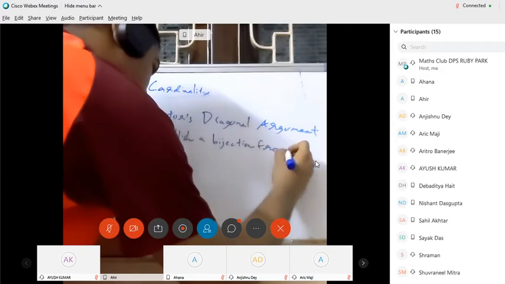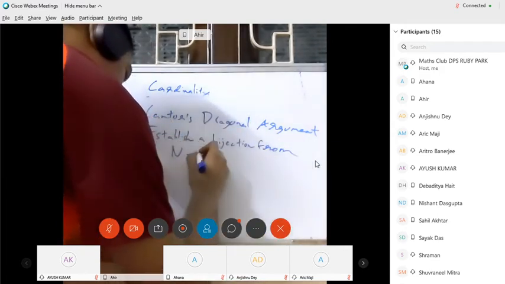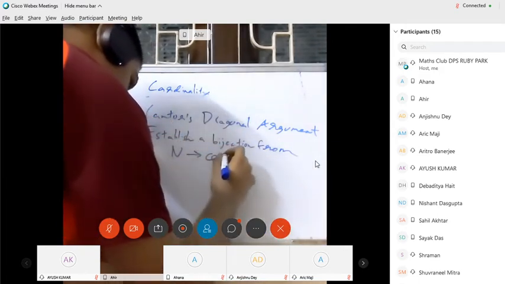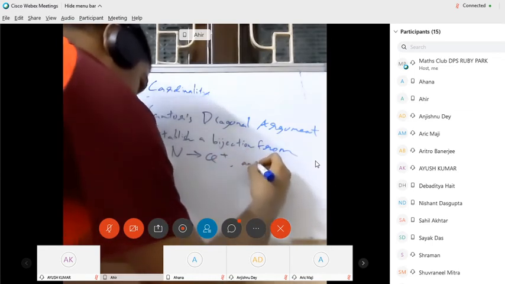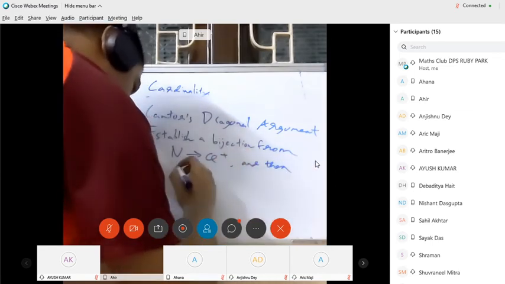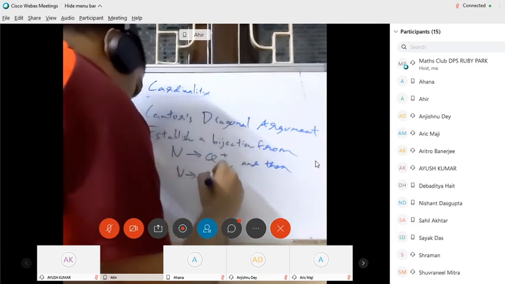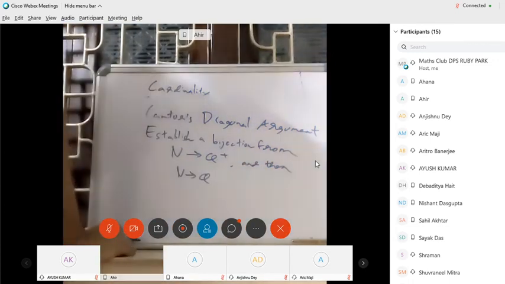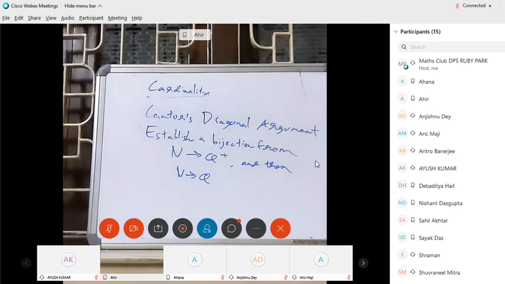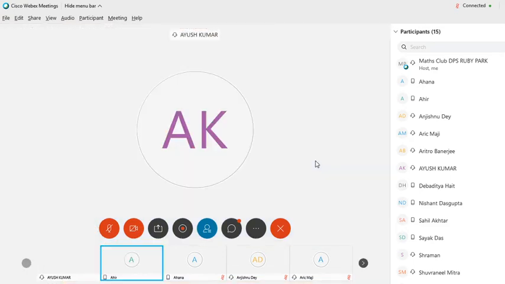from N to Q plus, and then N to Q. So Q plus is the set of positive rational numbers. So establish a bijection from the set of natural numbers to the set of positive rational numbers, and after that establish a bijection from the set of natural numbers to the set of rational numbers. So for N to Q plus, can we do it in the same way as we did this one?